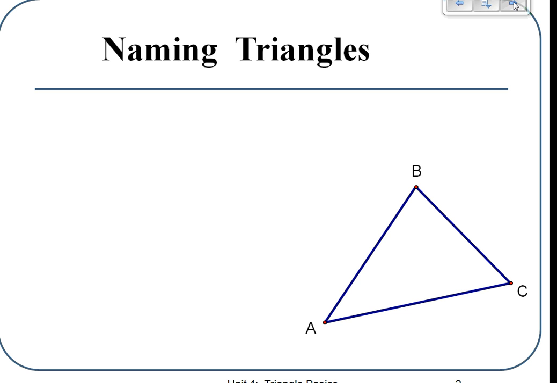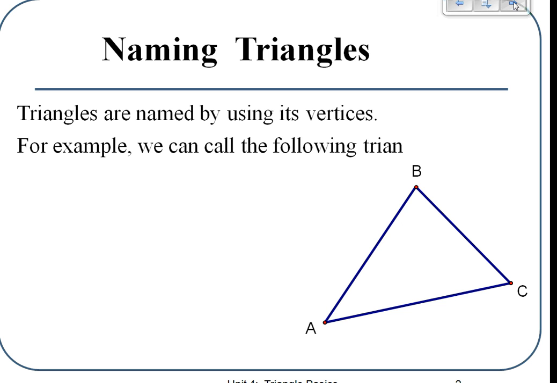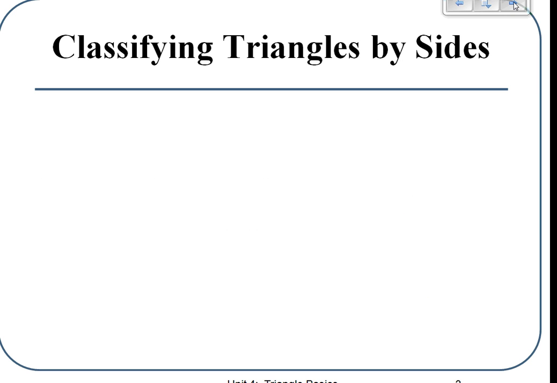How do we name triangles? We use the vertices, each vertex. And so it's going to be named by 3 letters, and they can be in any order because it's obviously going to be consecutive no matter which way you do it. So there are several different ways to name this same triangle, and they are listed. We can classify triangles by sides or by angles.